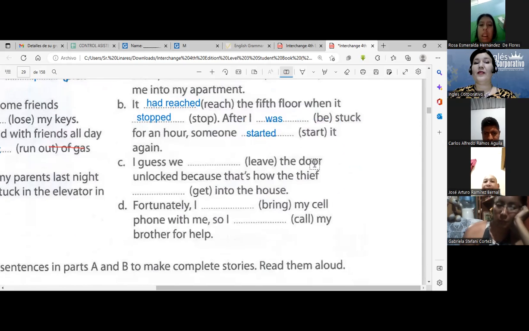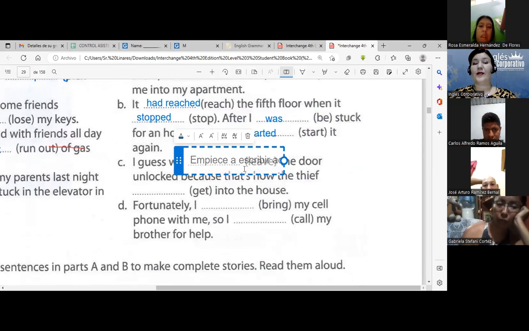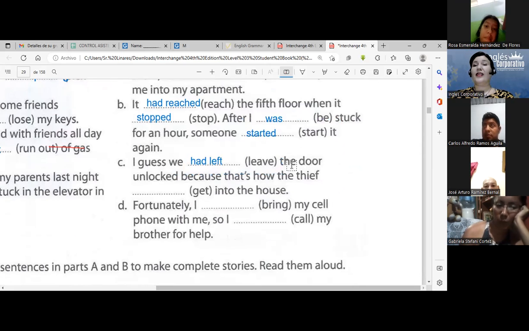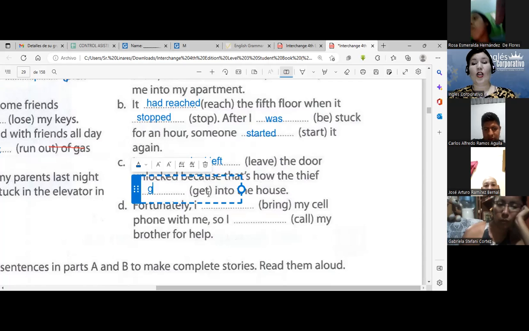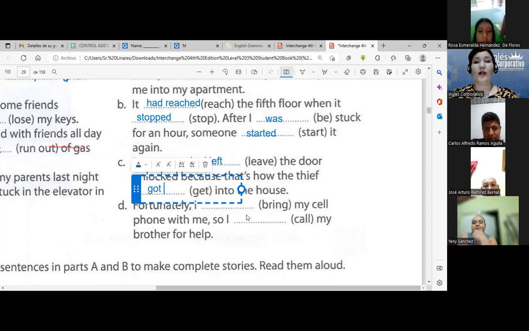I guess we had left the door unlocked because that's how the thief got into the house. Very good. What is the past tense? Got into. Got into the house. And the last one. Fortunately, I, my cell phone with me. So I, my brother for help.